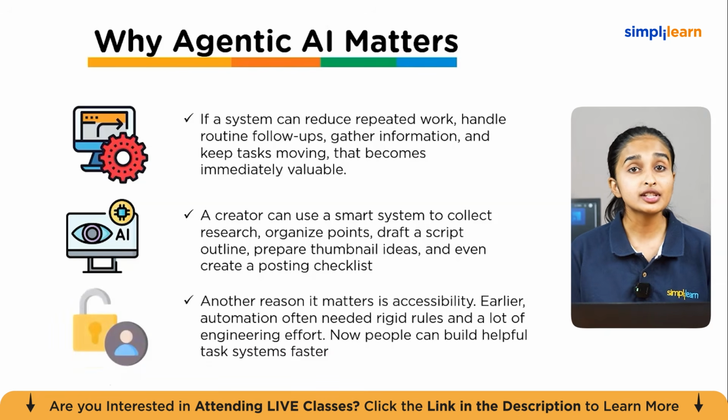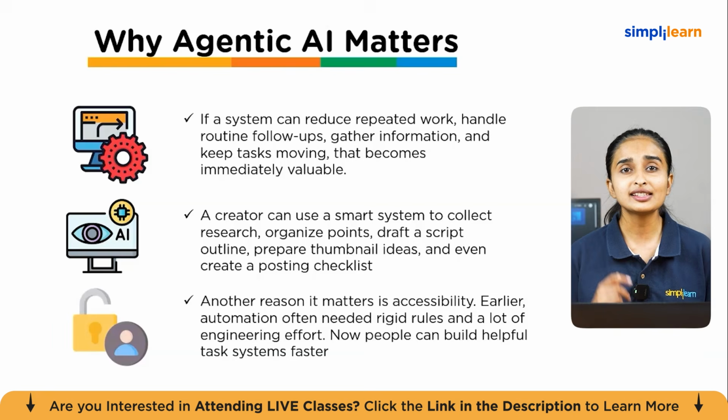Another reason it matters is accessibility. Earlier, automation often needed rigid tools, and a lot of them also needed engineering effort. Now, people can build helpful task systems faster, especially with Python, because Python lets you connect files, websites, APIs, spreadsheets, and custom logic without too much friction. So the big takeaway here is that agentic AI matters because it turns software from passive answer machines into an active work helper. And this is a very big shift.